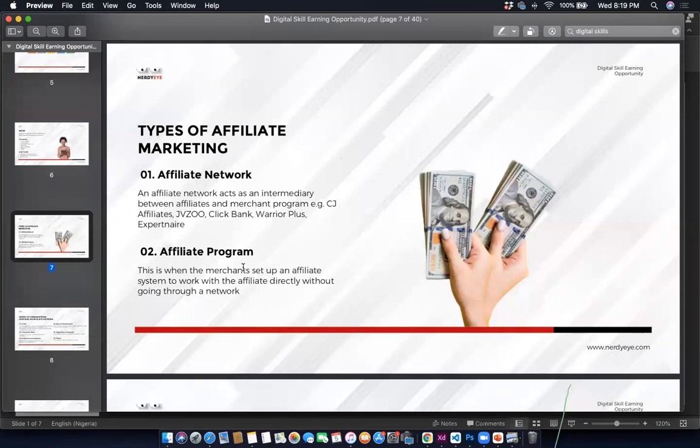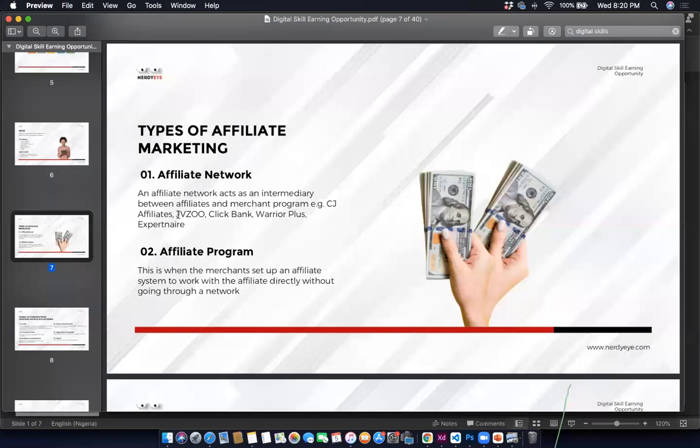So we have 2 types of affiliate marketing that anybody can go into. We have the affiliate network and we have the affiliate program. An affiliate network is when you're using a platform like Expertnia, JVZoo, Commission Junction, ClickBank, Warrior Plus, and all of these affiliate websites out there, right? To source for vendors, because sometimes you are looking for a product under a certain niche. You can't find it because you don't know any company that renders that particular product or services.